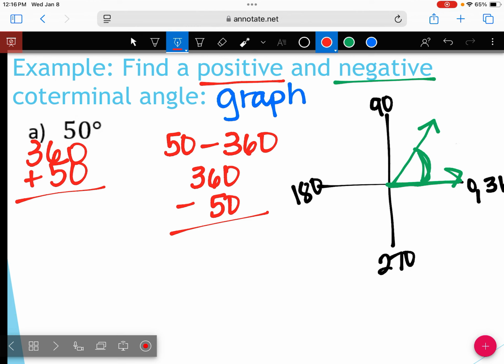So your positive angle and your negative angle. So go ahead, take a minute. See if you can figure out what those two angles are. No calculator, 360 plus 50, 360 minus 50.